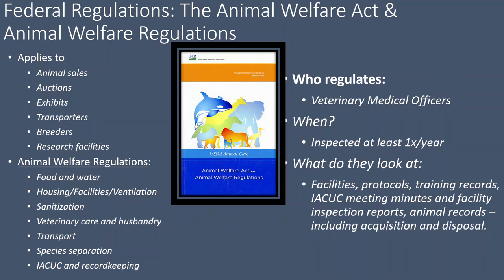During these visits, VMOs assess various aspects of the facility and its operations, including facility conditions and animal housing, research protocols and procedures, documented training records for personnel, IACUC meeting minutes and records, animal health records, veterinary care and husbandry, and thorough record keeping. VMOs have the authority to examine all aspects of the facility's operations to ensure adherence to the AWA and its regulations. It's important to note that the AWA covers both live and dead animals, ensuring that humane practices are followed throughout all stages of animal use.